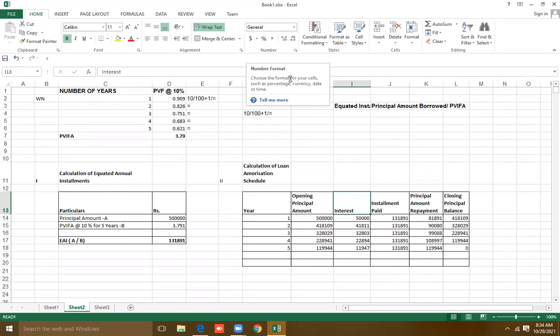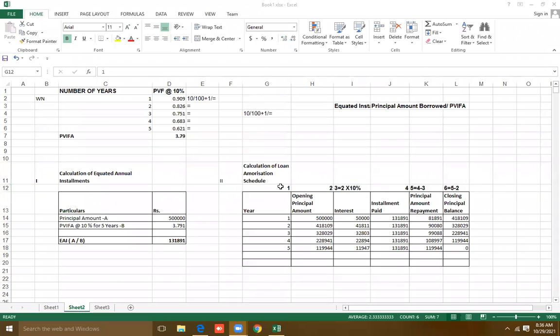Understood? Yes or no? See here, column number 1, opening principal balance. Interest, how will you calculate? Column number 2 into 10%. 5 lakh into 10% gives the interest amount. Installment we have already calculated: 1,31,891, which is the principal amount divided by PVIFA.